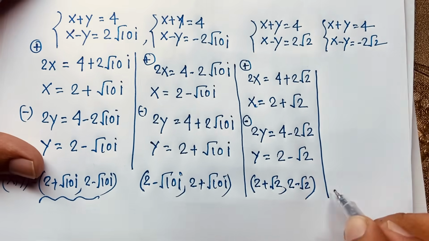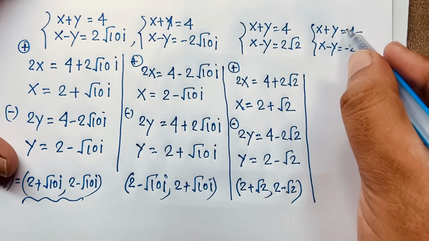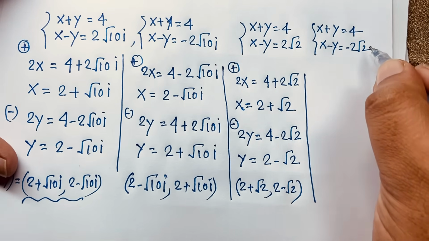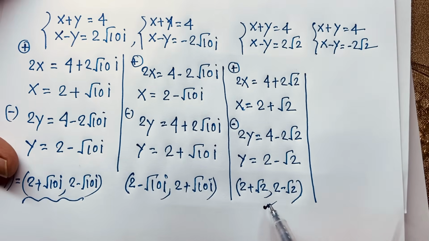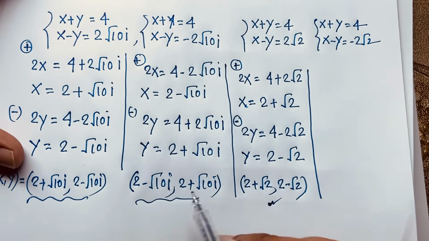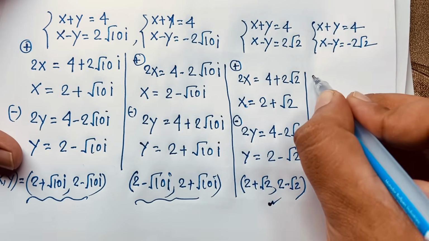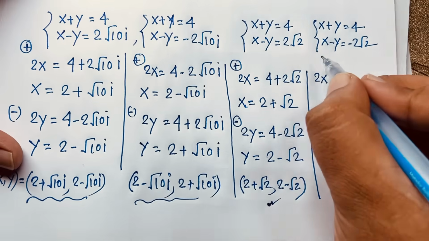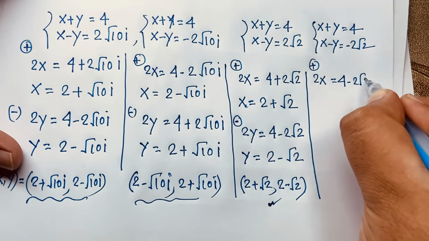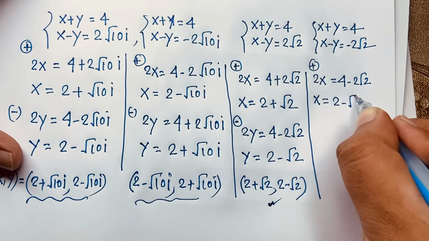Now again we'll find the value of x and y in this math problem. Here x plus y is equal to 4, x minus y is equal to minus 2 square root 2. This is a real solution. This is not a complex solution. But interestingly, this solution and this solution are complex numbers. This is the imaginary part. But here x plus x will be twice x. Y will be 0. I add both equations, and it will be 4 minus 2 square root 2. Then if I divide both sides by 2, it will be 2 minus square root 2.